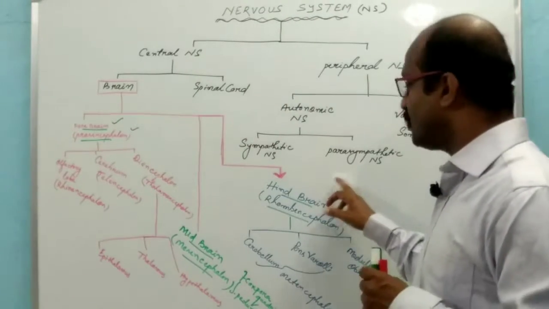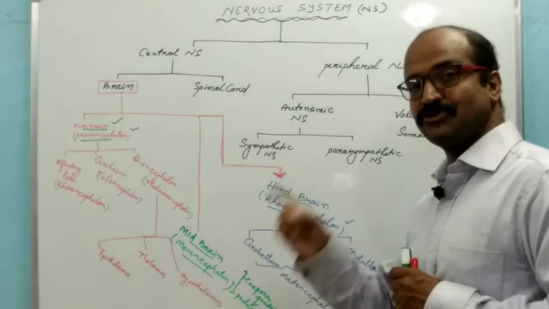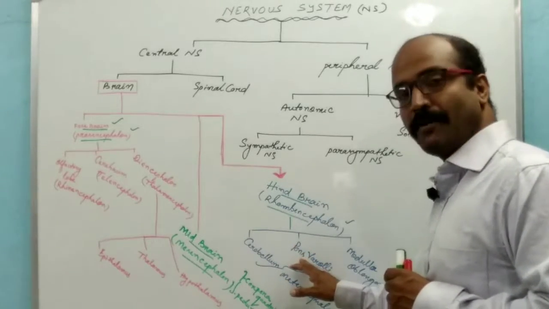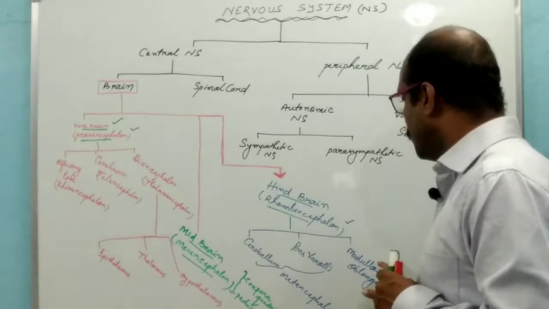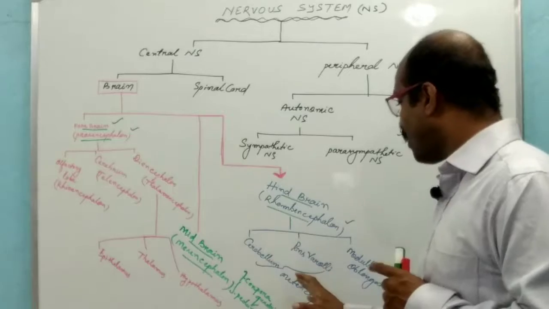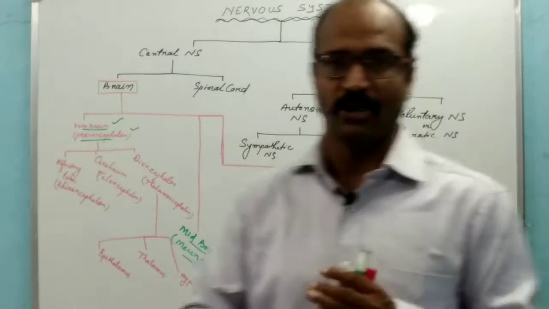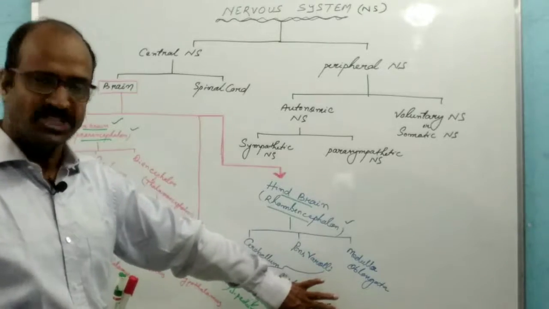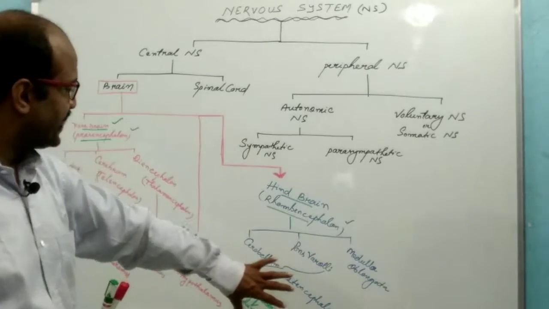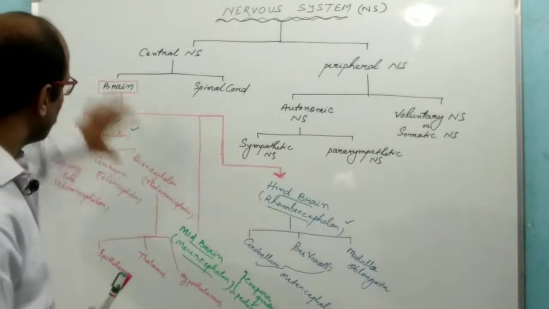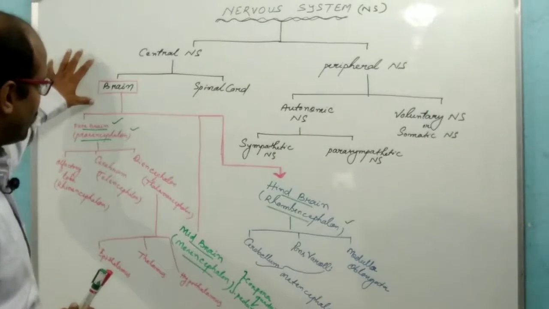So the hindbrain or the rhombencephalon has three parts. One is the cerebellum, another is the pons varolii, and the medulla oblongata. The first two, cerebellum and pons varolii, are collectively known as metencephalon. So these are the different parts of the brain or the encephalon.